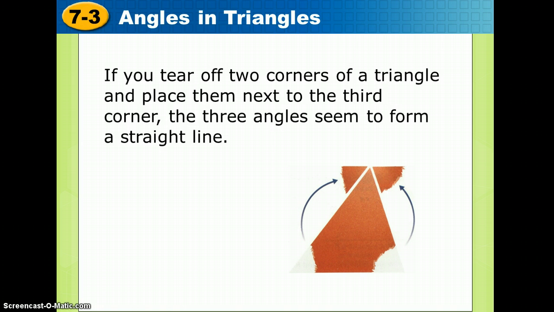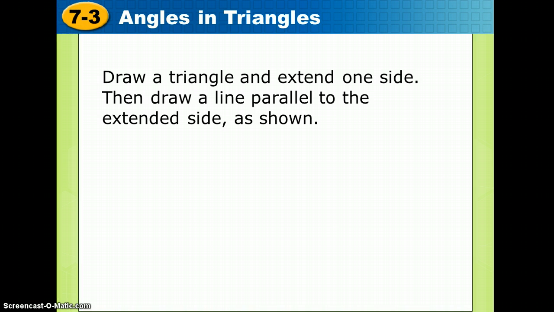The theorem is based on the fact that if you tear two corners off a triangle and place them next to the third corner, the three angles seem to form a straight line. And as we learned with supplementary angles and a straight line, we know that that equals 180 degrees, and that's where the Triangle Sum Theorem comes from.